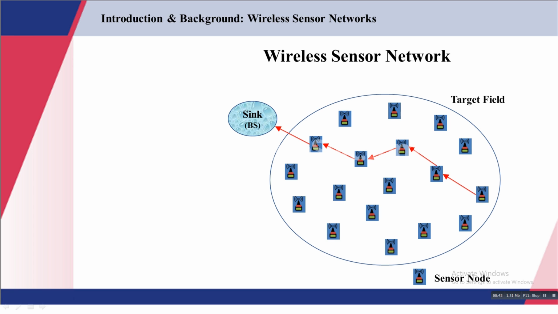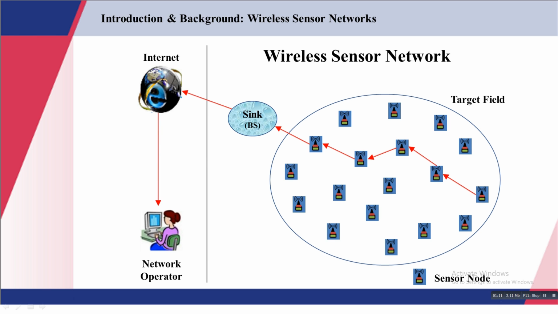Now, this transmission towards the base station can be done in a multi-hop fashion. Here in this figure, we can see that these sensor nodes are sending the data towards the base station in a multi-hop fashion, and the sensor node which is directly close to the base station will send its data in a direct single hop manner. Fine. Once the data is collected at the base station, the network operator can access this information using the internet. Now we will see what the application areas are from where we get the motivation to work with the sensor network.